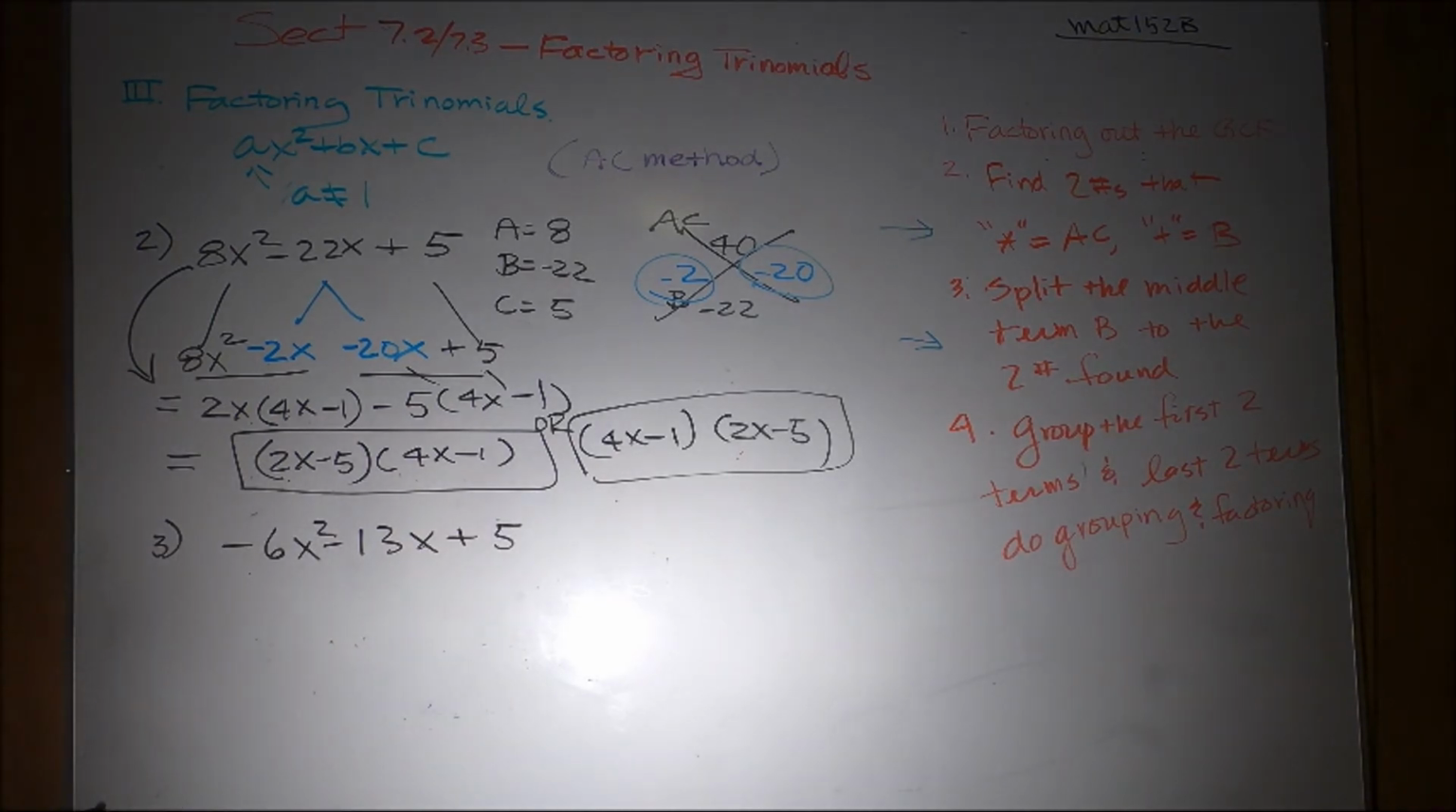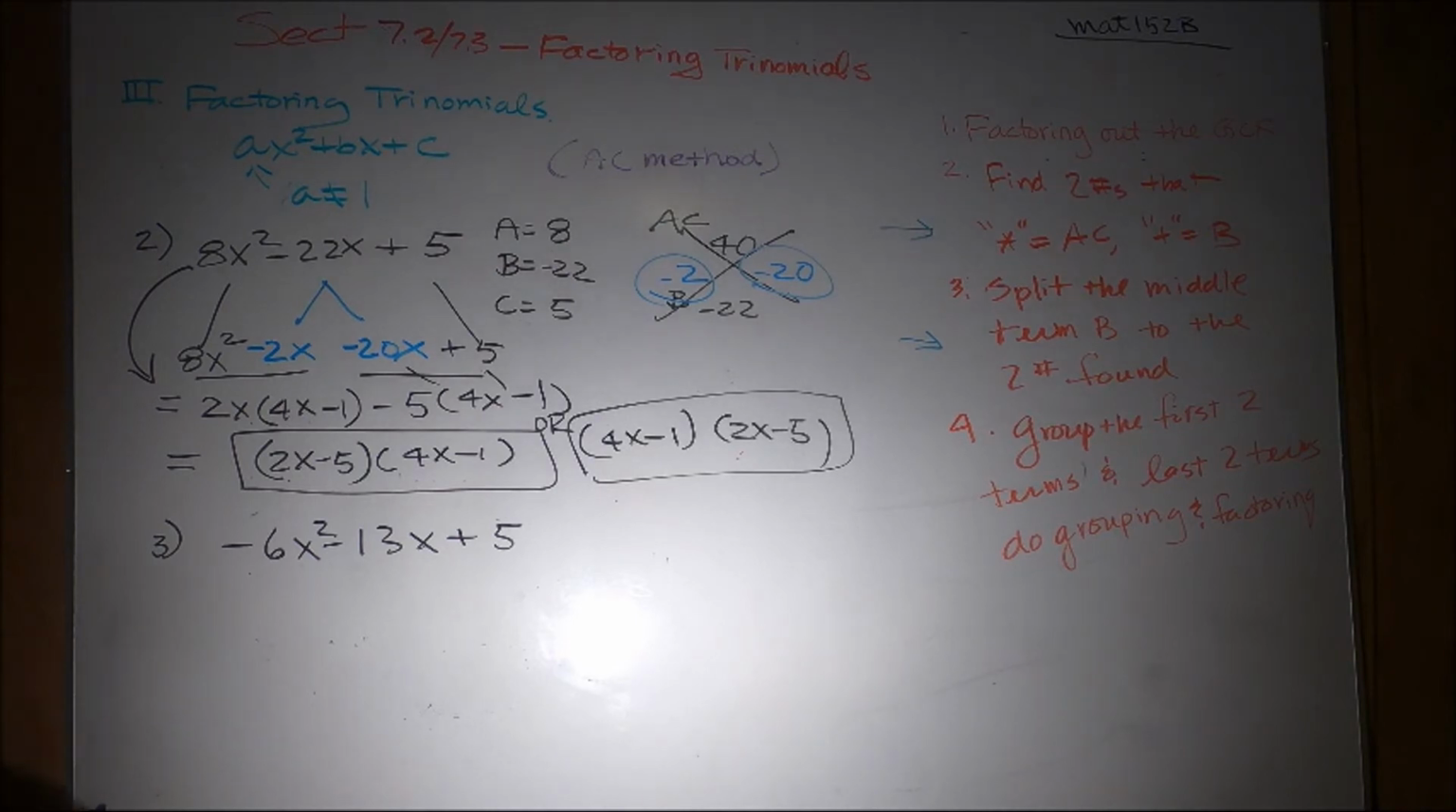Let's look at the next one, number 3. So we are practicing what? Breaking down the trinomial with leading coefficient is now 1. Which method are we using? We call it AC method or diamond method, right?